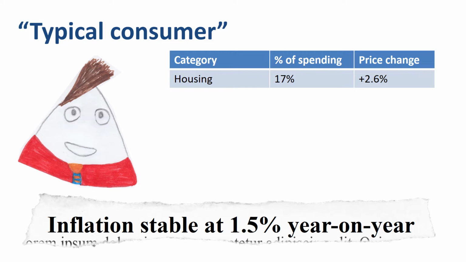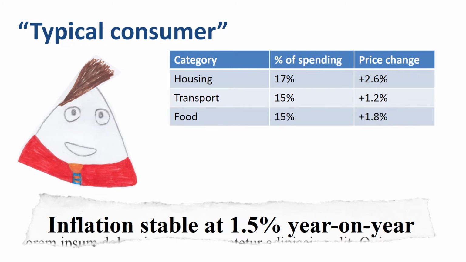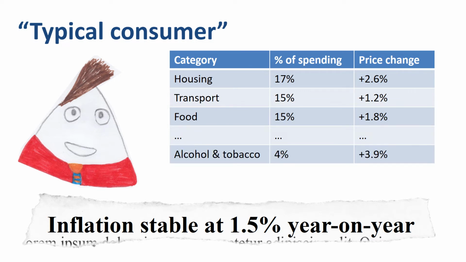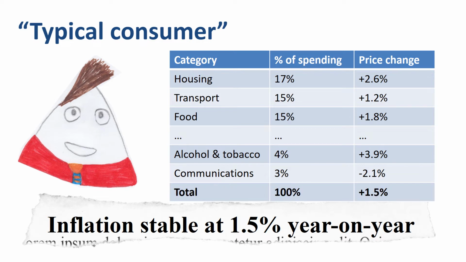A typical consumer spends 15% of income on transport, buying and running a car and using other transport services. Prices for transport have gone up by 1.2%. The list goes on and on. Some categories, like alcohol and tobacco, might have prices that are up 4%. Other categories might even see a price decline. Inflation is the weighted average of the price increases or decreases by category, using the percentage of income as the weight.